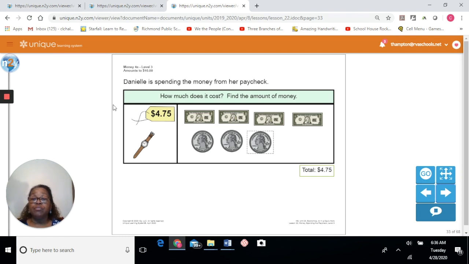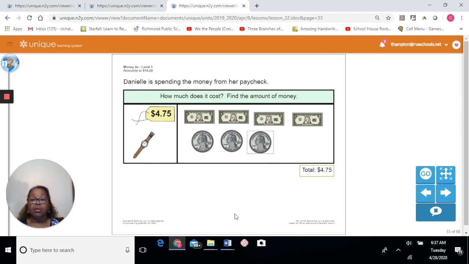Let's see if we have the full value. $4. 1, 2, 3, 4. And how much? 75 cents. 25, 50, 75. Very good. You did an excellent job. I'm very proud of what we've done. Let's see if we can review.